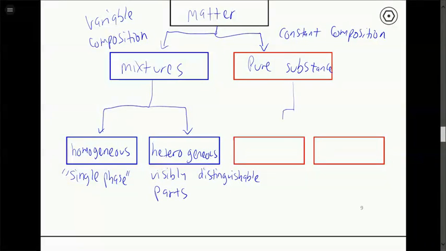All right, and then pure substances also have 2 categories, or 2 main categories, which we're going to start with in this course: elements and compounds.